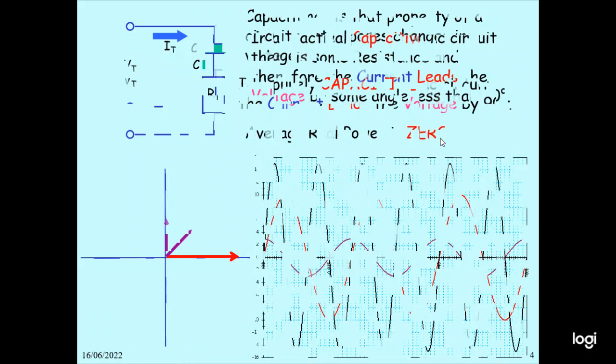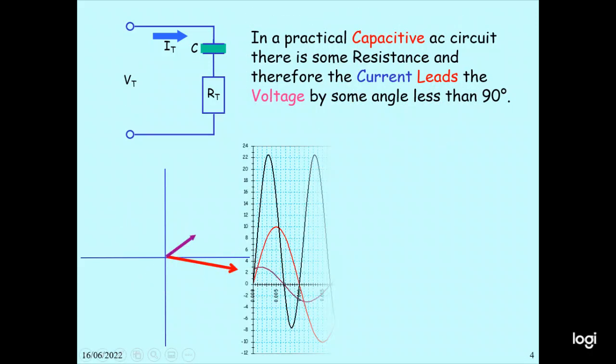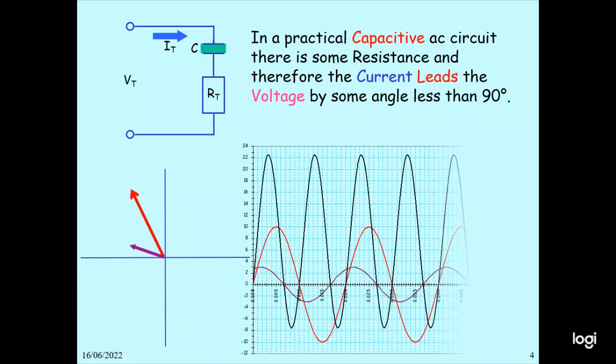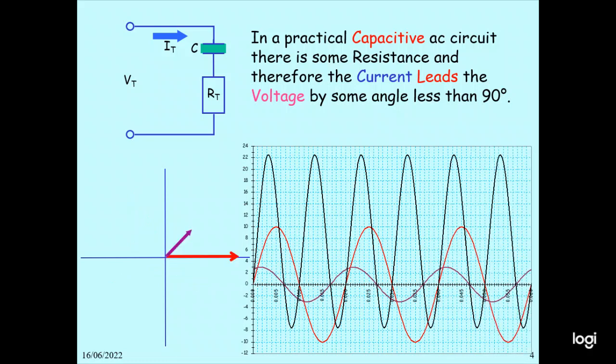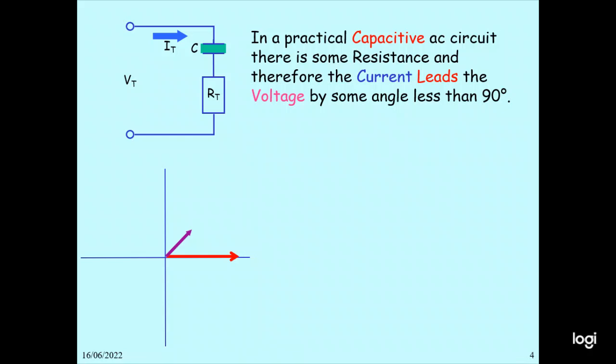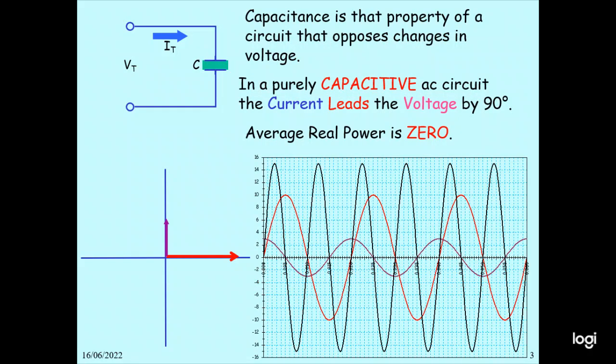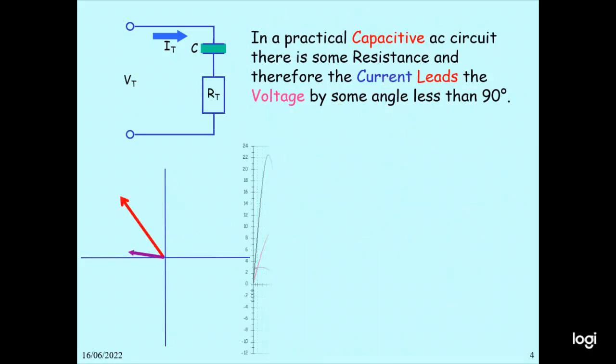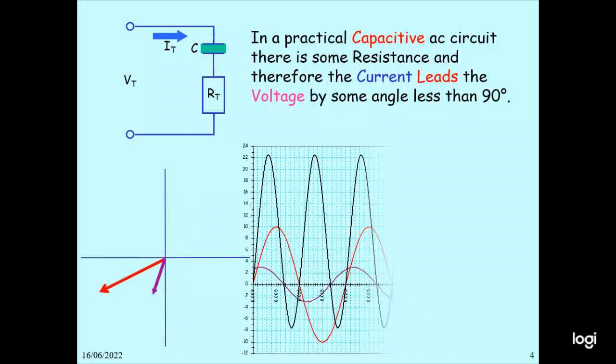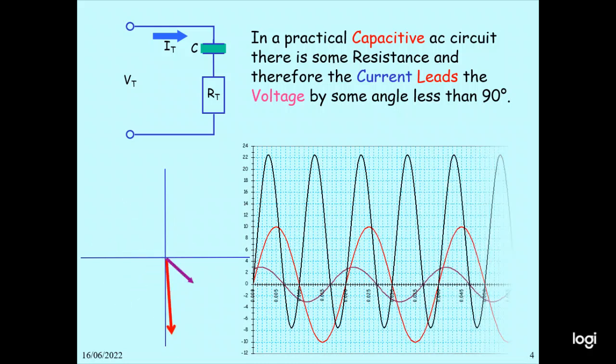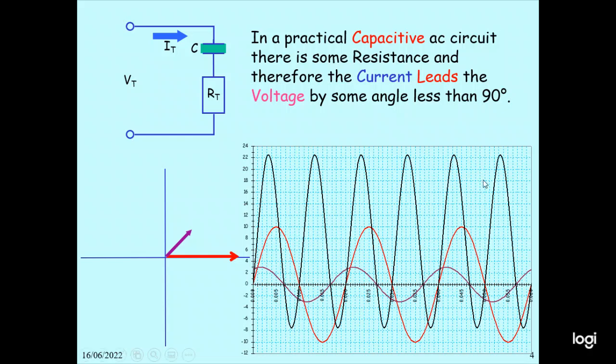In a practical capacitive AC circuit, there is some resistance. Current leads the voltage by some angle less than 90 degrees. So in this case, you can see here, the current is purple, the voltage is red. Current leads the voltage by some angle, so the angle is less than 90. So this is the power.